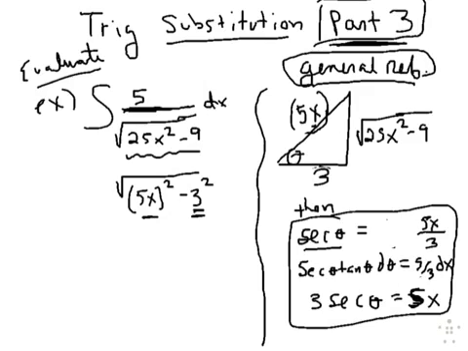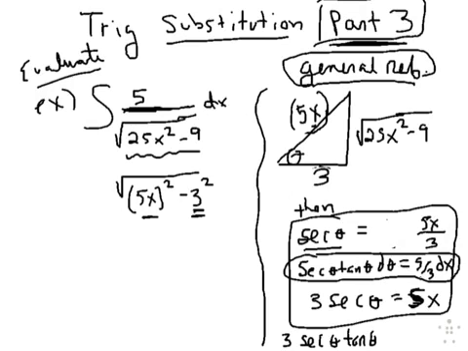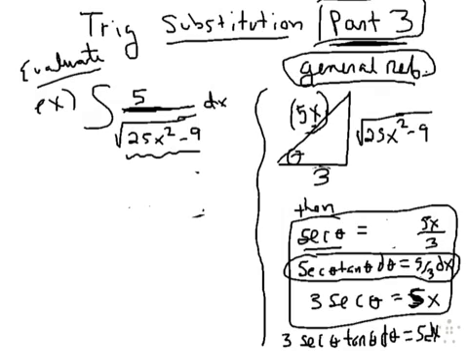So, we could manipulate this expression and say it in a different way and basically say that 3 secant theta tan theta d theta is equal to 5 dx. Okay? And again, just laying out the pieces of the puzzle so that when the time comes to do all our replacements, we're ready to do that.